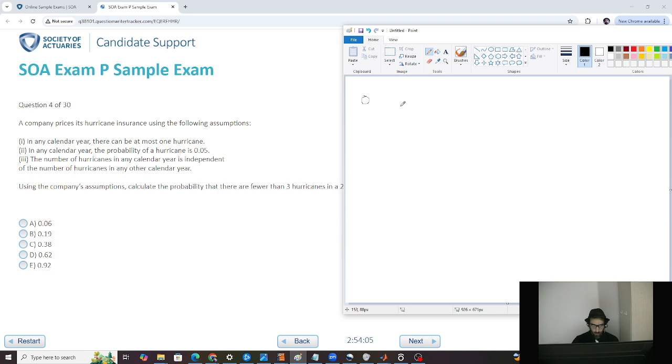For 0, you have a 95% chance of no hurricane across all 20 years, 0.95 to the 20th. It's going to get you 0.358. For 1, you have 0.95 to the 19th times 0.05 for the one time a hurricane happens, times the 20 positions, or 20 years, that the hurricane can happen.